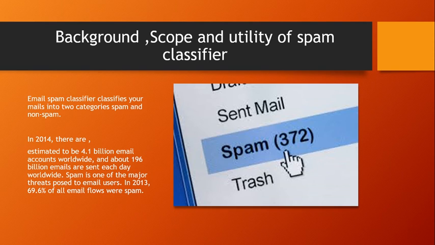An email spam classifier, as I told, classifies the mails into two categories: spam and non-spam. I mentioned some data around here. Like in 2014, there were estimated to be 4.1 billion email accounts worldwide, and about 196 billion emails are sent each day worldwide. Spam is one of the major threats posed to email users. In 2013, 69.6% of all email flows was spam.